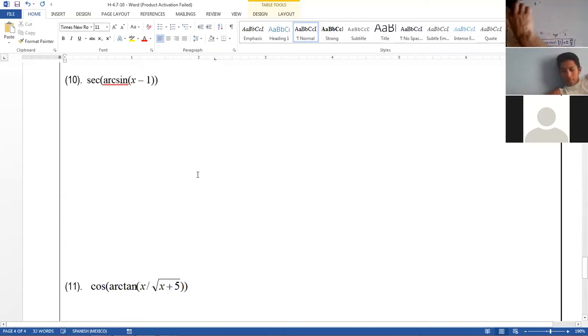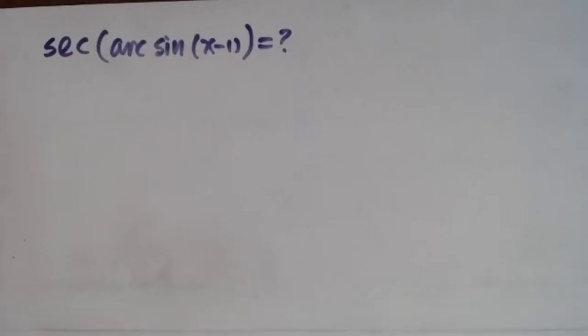Let's work problem number 10 then. For problem number 10, I have the secant of the arc sine of x minus 1. I want to find what this expression equals. So this is my expression: secant of arc sine of x minus 1 equals what?